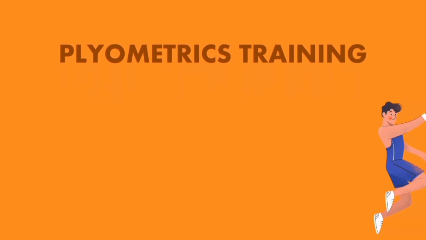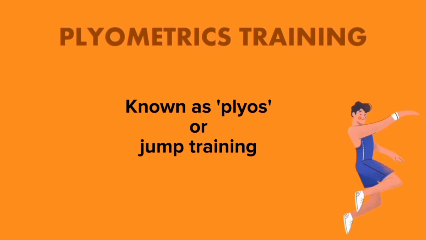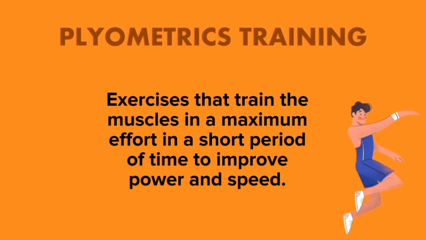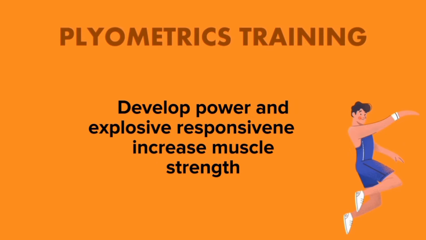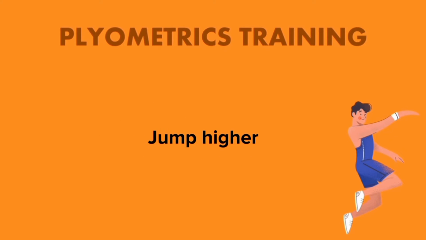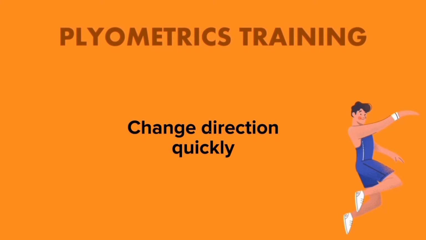Plyometrics training. Plyometrics training, also known as plyos, or jump training, are exercises that train the muscles in a maximum effort in a short period of time to improve power and speed. It trains the body to handle loads much better, which would improve balance and strength. Plyometrics training is employed to develop power and explosive responsiveness, increase muscle strength, which allows you to run faster, jump higher, and change direction quickly. It improves performance in any sports that involves running, jumping, or kicking.